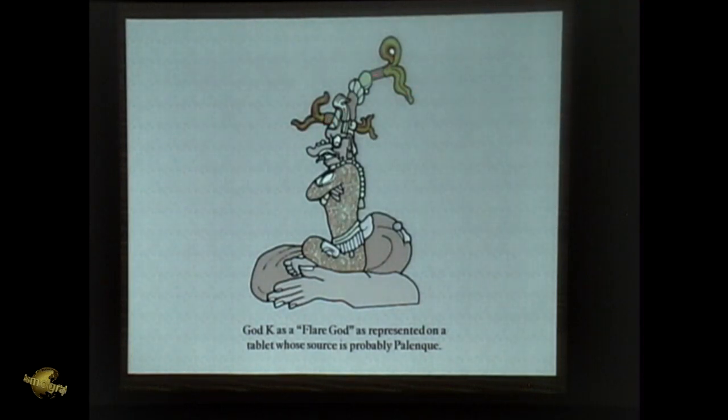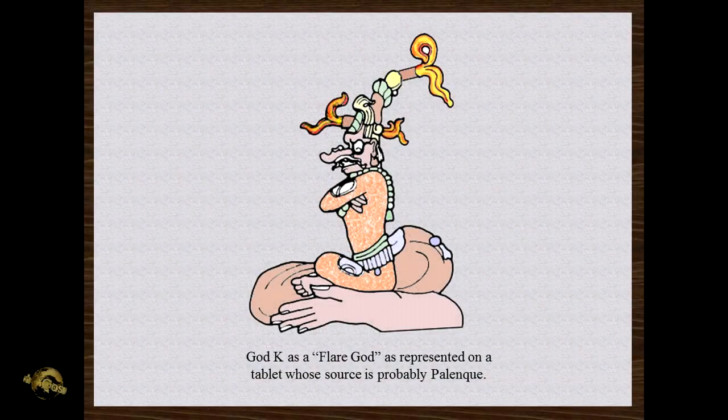He's also got one coming out of a top knot on his head, and the back, too. Yes. So this is the flare god. That's interesting. And notice his characteristic feature of the nose, the proboscis. This is how you can identify this guy. So when you're looking at Mayan iconography from now on, you're going to be able to recognize this guy.